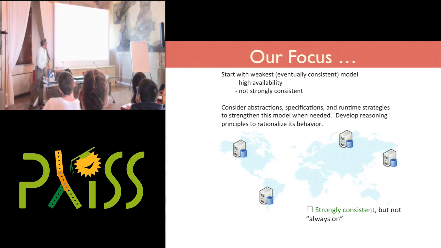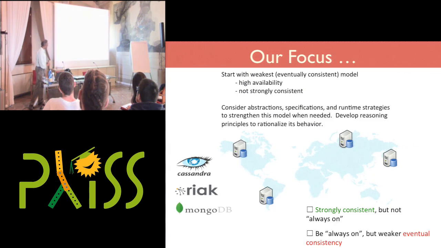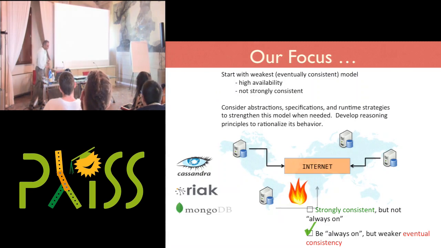So we're going to be living in this world of Cassandra and Riak and these other kinds of systems where we assume that we're always on, but we're going to allow weak consistency. The reason is we're assuming that there are failures that can happen. There will be partitions that can happen, and we can't control when those partitions will take place.